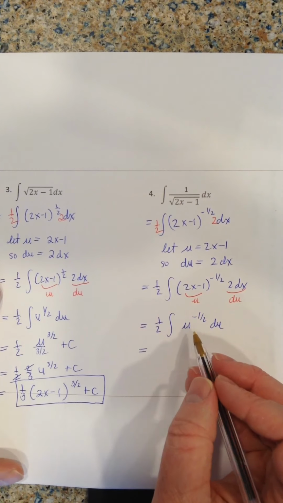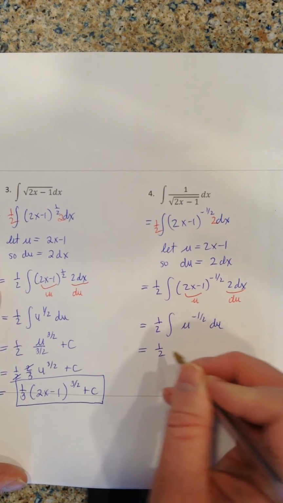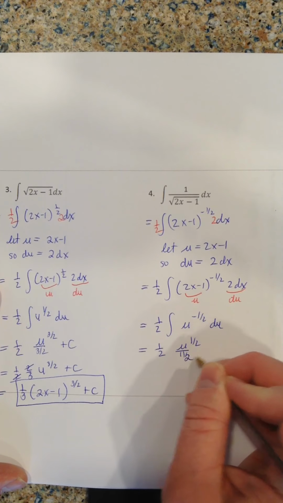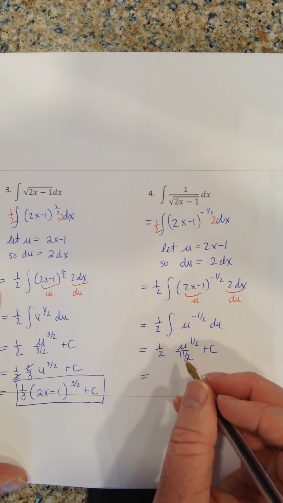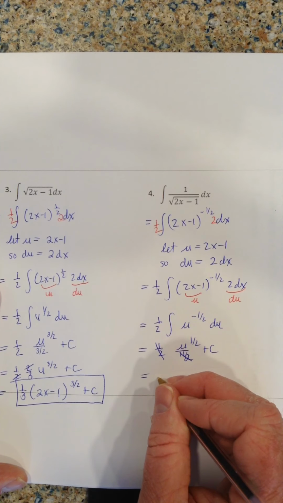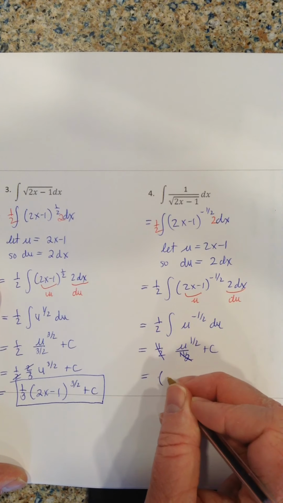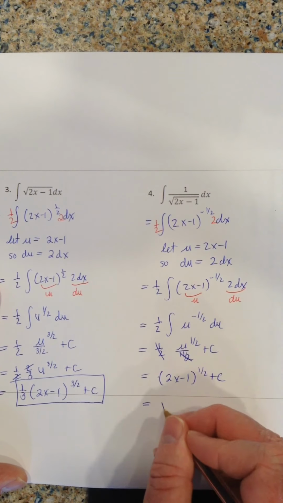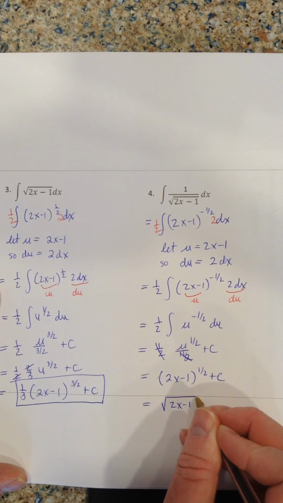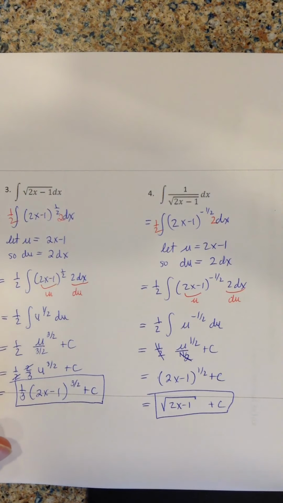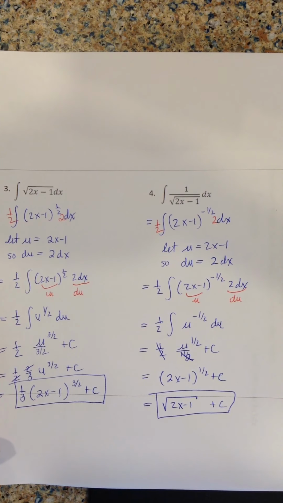Now that's a simpler integral I can use the power rule on. So 1/2 times u to the 1/2 divided by 1/2 plus c. So a half divided by a half, that's 1. So I get (2x minus 1) to the 1/2 power plus c, or I can write that as the square root of 2x minus 1 plus c. Again, you could check all those by taking a derivative and applying the chain rule.